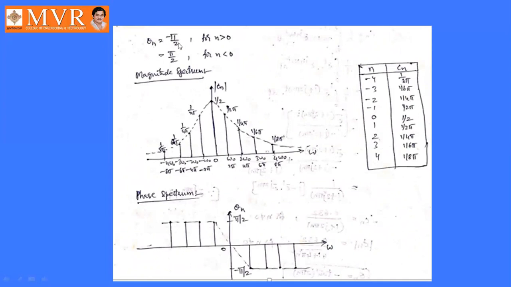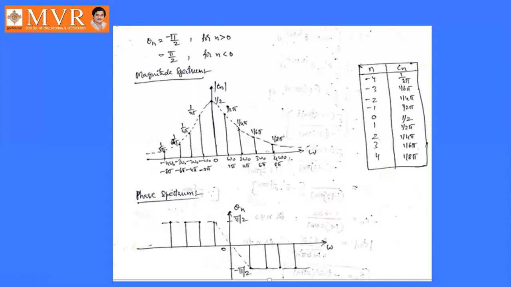Similarly, the phase plot: theta n equals minus pi by 2 for n greater than 0, and if n is less than 0, it is plus pi by 2. So this is the phase plot for this problem, m of t equals t for 0 less than t less than 1. Okay, this is about the exponential Fourier series.